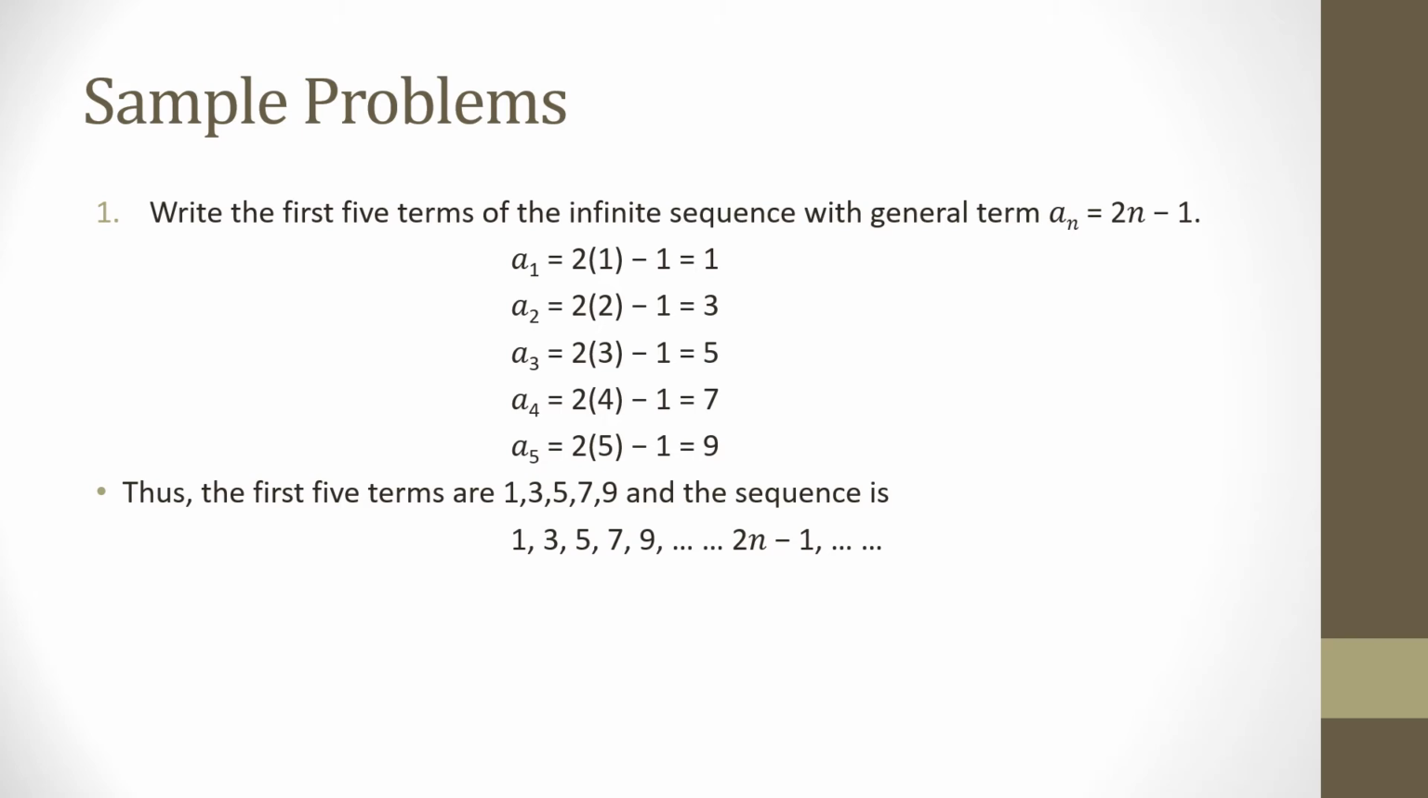So thus, the first 5 terms are 1, 3, 5, 7, 9, and the sequence is, yan. Kapag isusulat nyo yung sequence, ganito yung pagsusulat nyo. 1, 3, 5, 7, 9, tatlong dots, tapos tatlo ulit, 2n minus 1, dapat may comma pa dito. 2n minus 1, comma, and then dot ulit. Tatlo talaga yan. Okay?